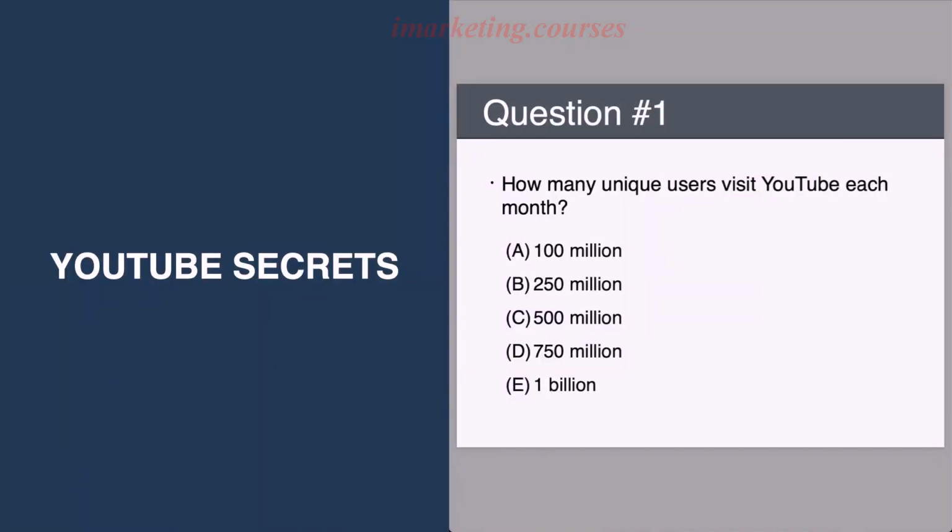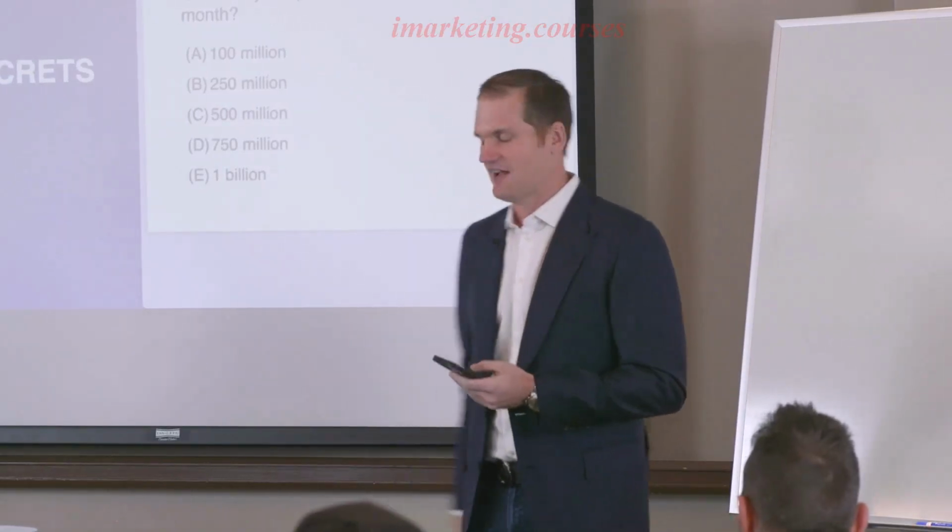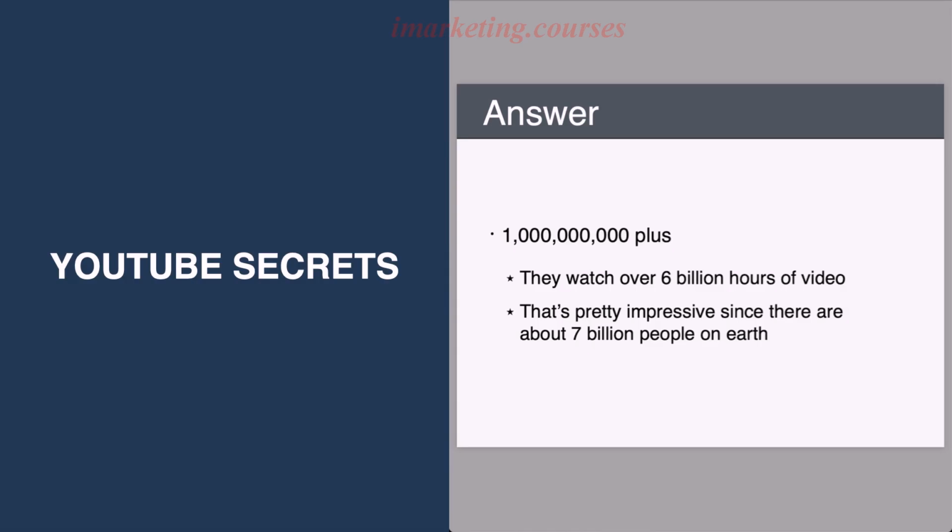How many unique visits on YouTube each month? Is it A, 100 million, B, 250, C, 500 million, D, 750 million, or E, a billion? Type your answer into the chat. This is how you get engagement right away, interaction right away. Type it into the chat. And then they answer. And then I say, boom, the answer is a billion plus. They watch over 6 billion hours of video. That's pretty impressive since there are only about 7 billion people on Earth.